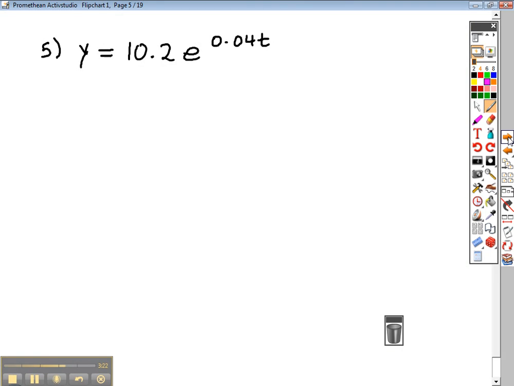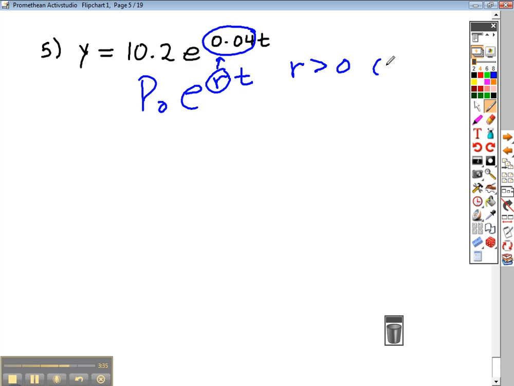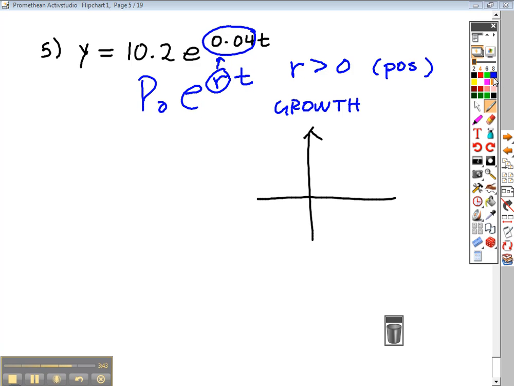Next problem. The main thing here is this looks something like this: P sub 0 e to the RT. The main thing I'm looking for is R. And if you want to know growth or decay, as long as R is positive, it's going to be growth. So this problem is going to be growth. If you don't believe me, you can graph it on the graphing calculator, and you can see that the graph looks like this, and it passes through 0, 10.2.